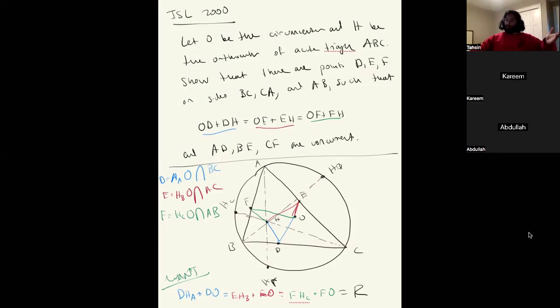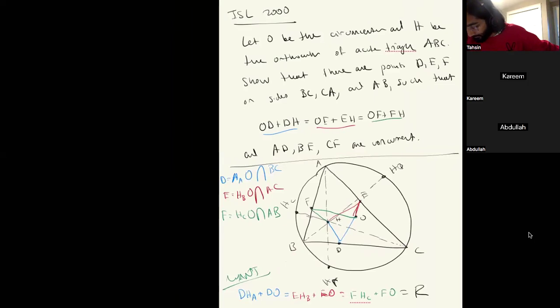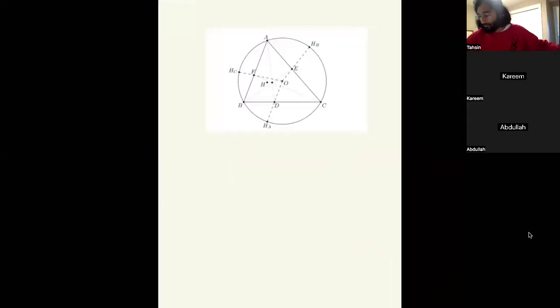So what we have to do from there is show that for those choices of D, E, F, these are concurrent. Let's draw the situation we have then. D, E, and F are the intersections of HAO and BC, and so on. Now what do we want to show? I want to show AD, BE, CF concurrent.